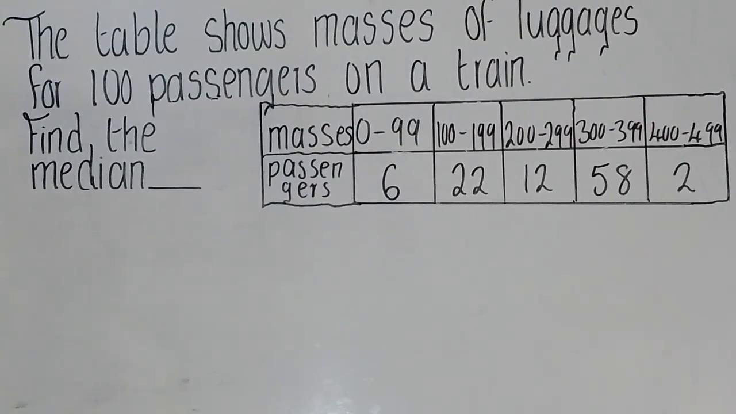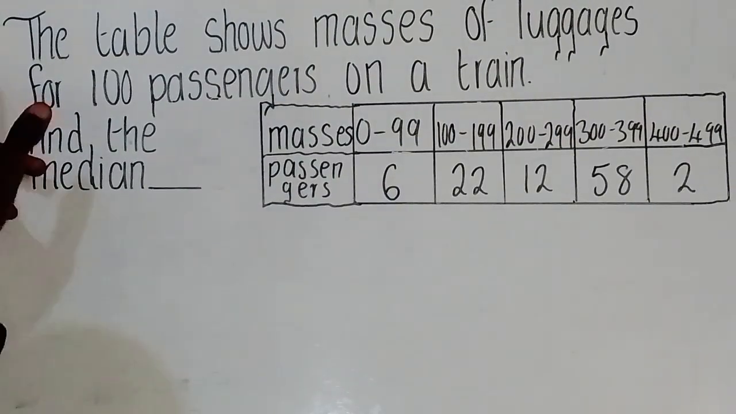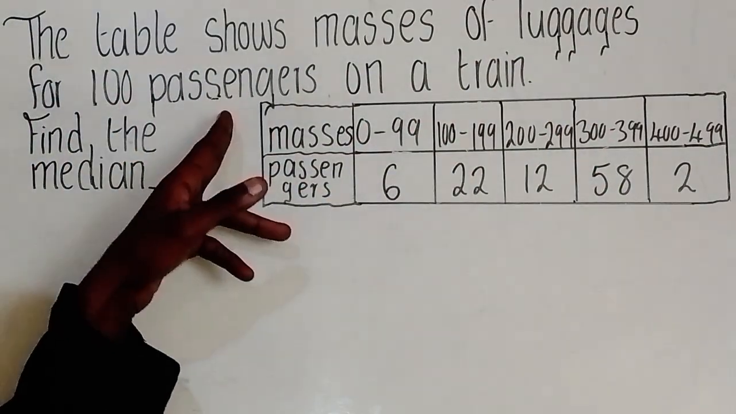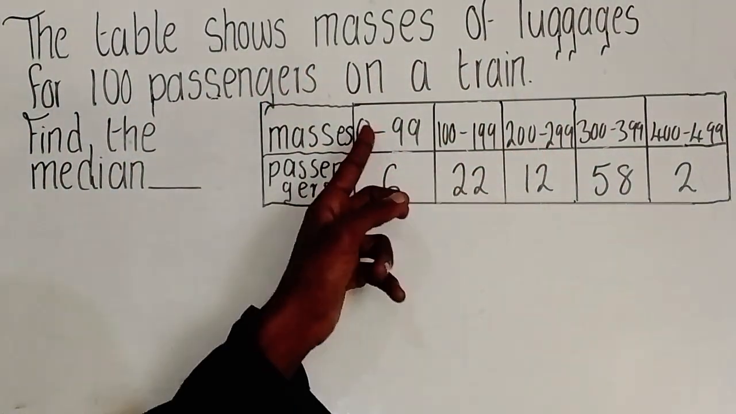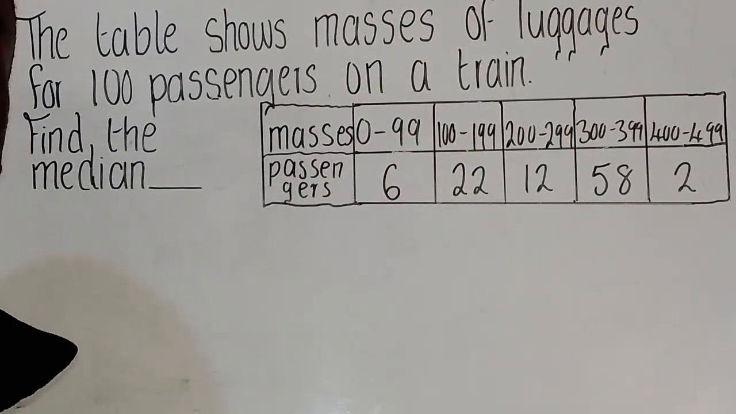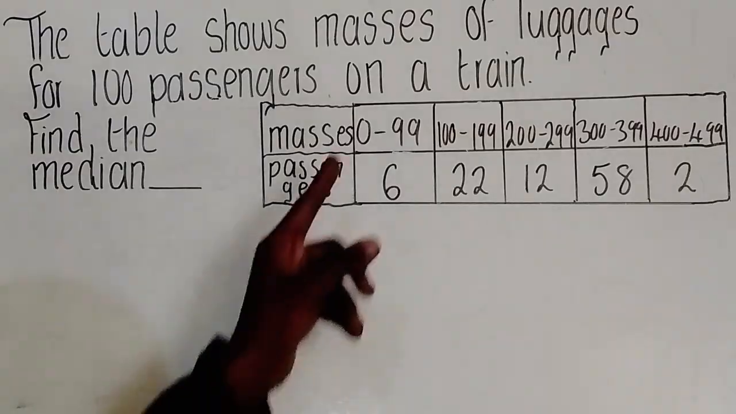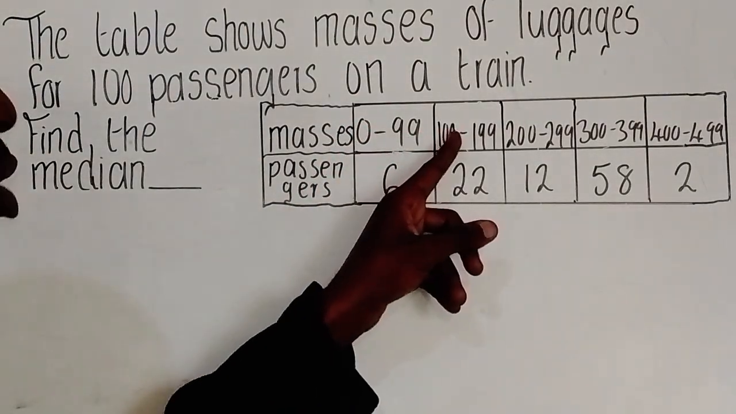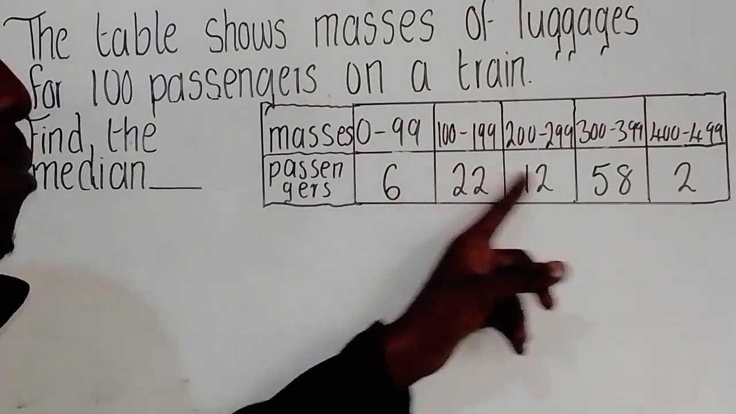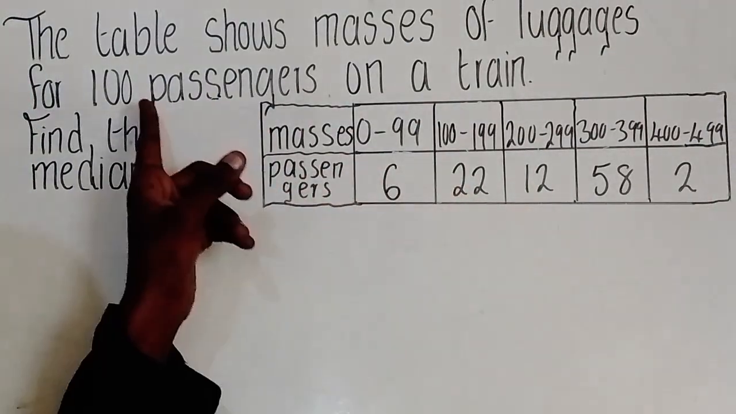So we have a mathematics question that says the table shows the masses of luggages for 100 passengers on a train. So these are the masses here you are seeing. Now these masses are showing what you call the interval, meaning the lower limit, the upper limit, the lower, the upper, and so on. Now this here is the total number of passengers. Already it is given, it is 100.